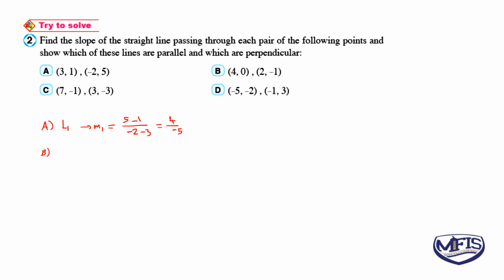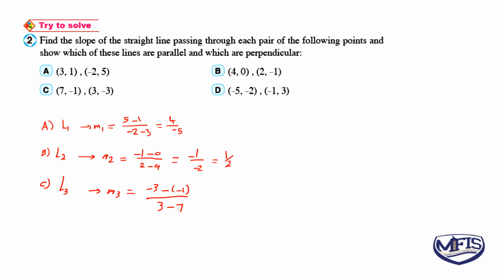So letter B, m2 equals -1 minus 0 over 2 minus 4. So it will be -1 over -2, which is 1 over 2. And letter C, we have L3. So m3 will be -3 minus -1 over 3 minus 7. So -3 plus 1 is -2, and 3 minus 7 is -4, so it will be 1 over 2.